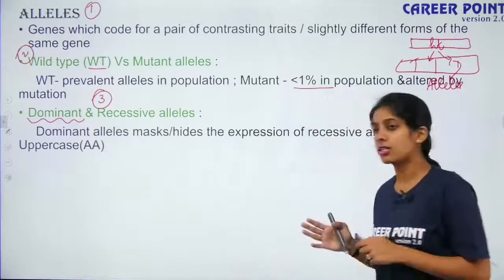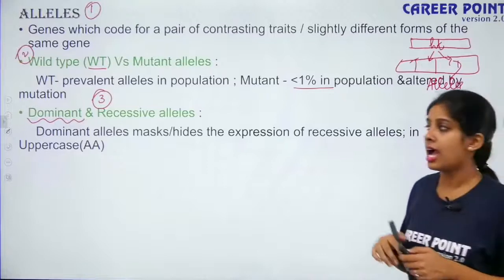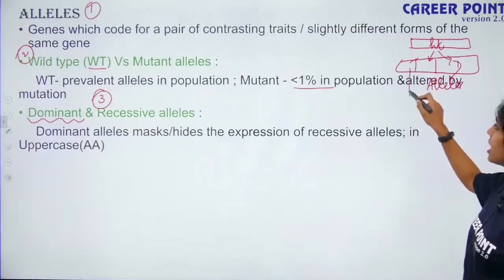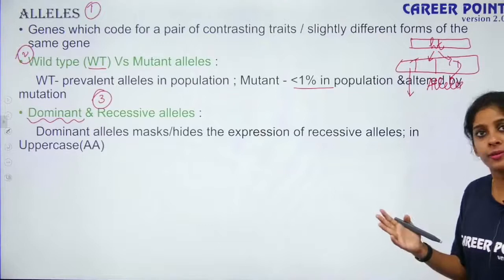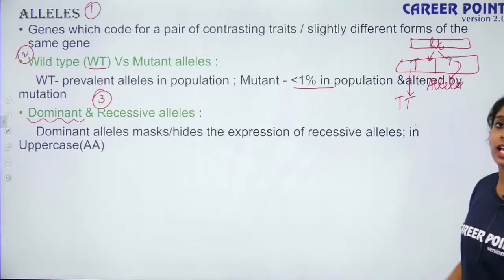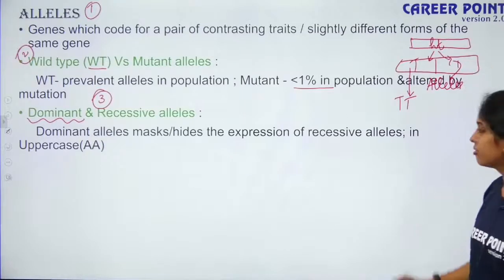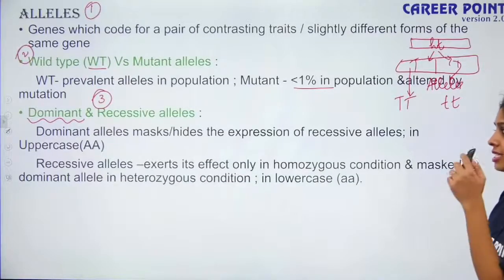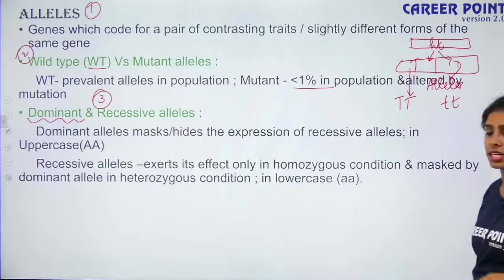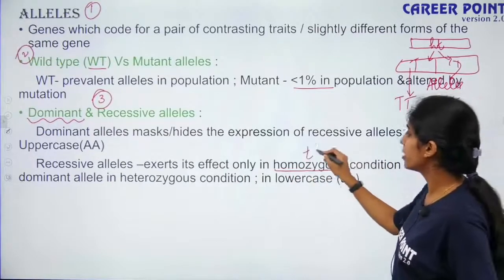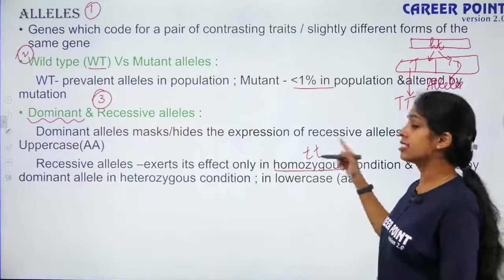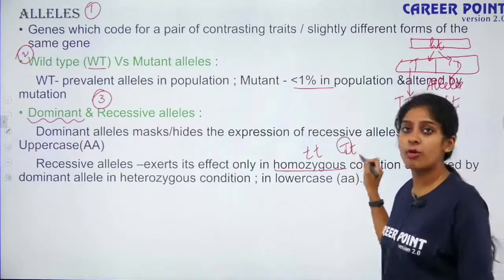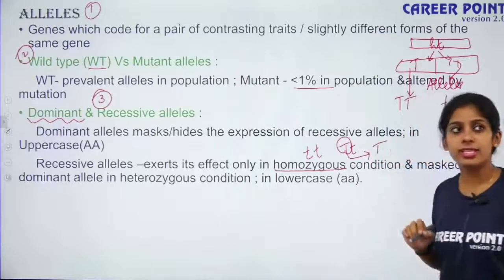Dominant allele masks or hides the expression of recessive alleles and it is always represented in uppercase. For example, here I said capital T stands for tallness. So tallness is dominant, and I write it as capital T. Dwarfness is recessive, so I write it as small t. Recessive alleles exert their effect only in homozygous condition, meaning only when there are two alleles of the same type. Otherwise, when you have a condition like this, your capital T is dominant over small t, so obviously capital T will be expressed and not the small t.